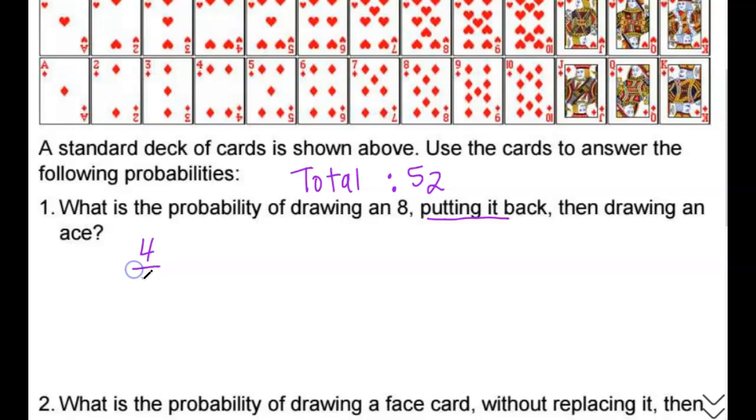4 out of 52 for the 8. What about drawing an ace? Again, 4 out of 52 squared. Put it back so it doesn't change. So you only put it back if they keep it. Yeah. Say that again. I said it's 4 out of 52 squared. Oh, yeah, because it's the same. All right, what is 52 squared?